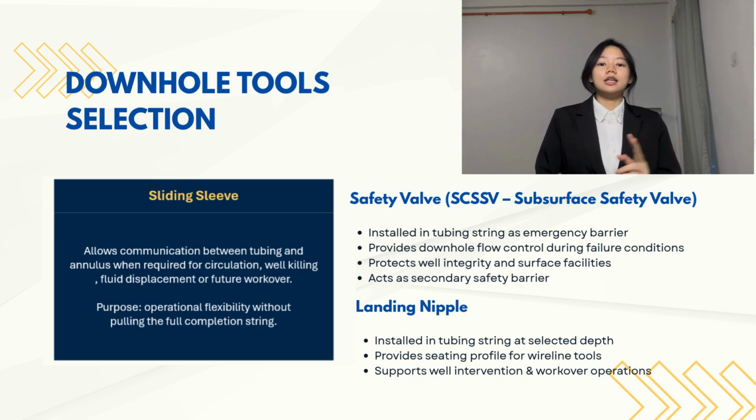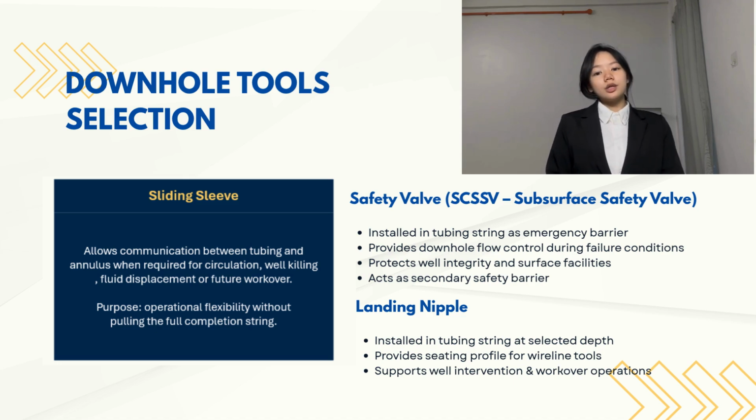Then the second tool is the landing nipple. It is installed inside the tubing string at a selected depth, usually above the packer. The function of the landing nipple is to provide a seating profile for wireline tools. It allows future well interventions, pressure monitoring, isolation, and workover operations. This makes the completion string more flexible for future maintenance.